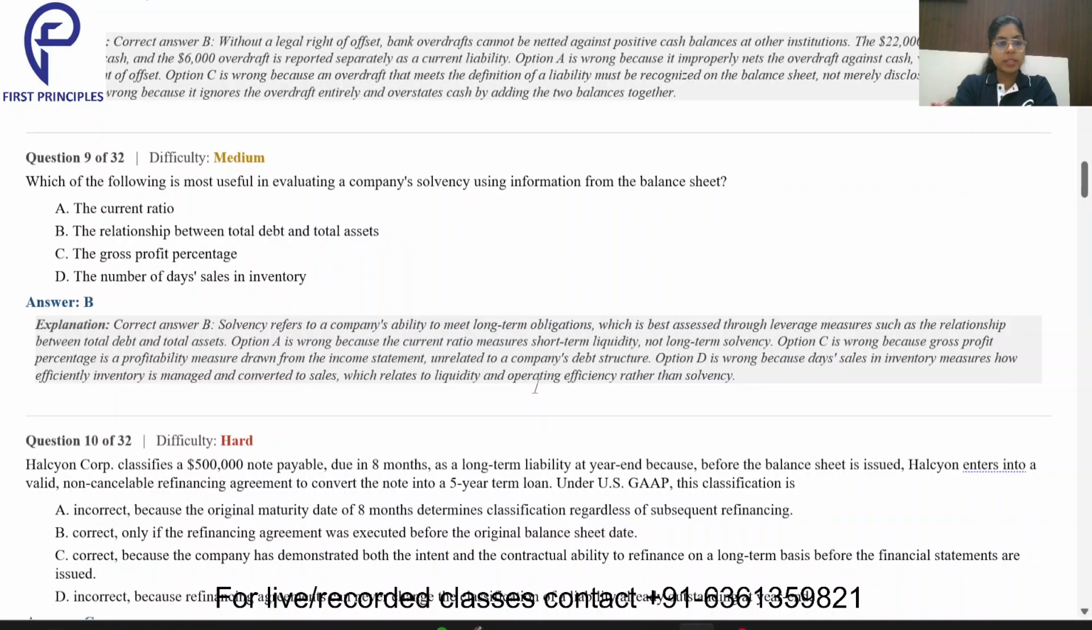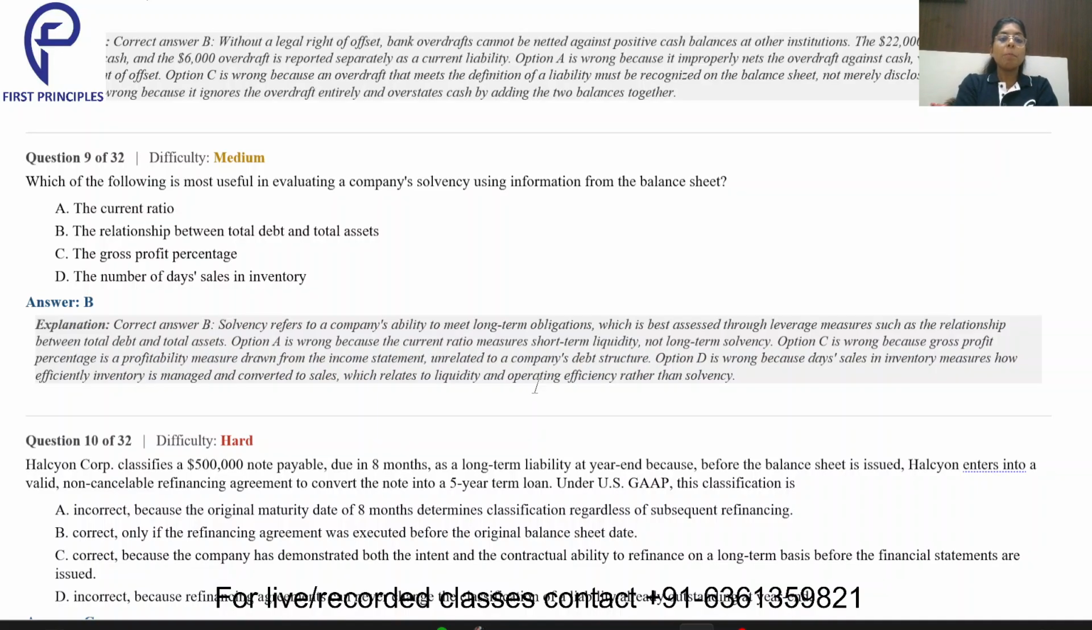Coming to the next question, which of the following is most useful in evaluating a company's solvency using information from the balance sheet? Solvency is related to short term or long term? It's related to the long term obligations. Let's see. Option A, the current ratio. How do we calculate the current ratio? Using the current assets and current liabilities. So is option A correct? No. Why? Because option A is related to calculating liquidity.